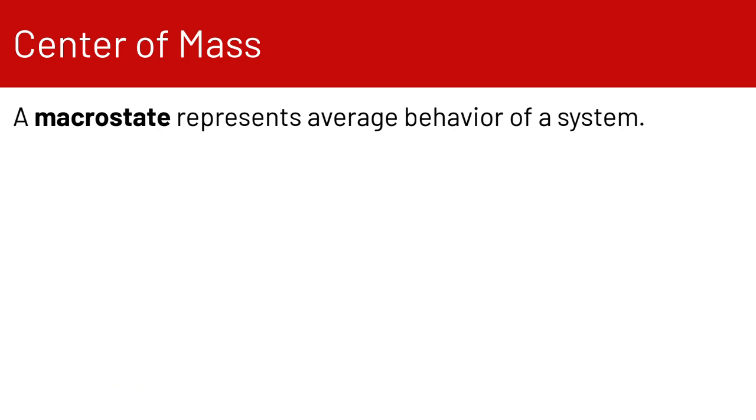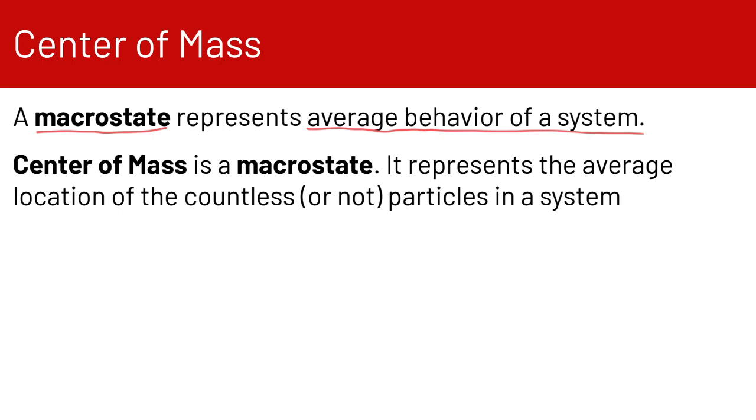All right, so a macrostate represents the average behavior of a system. So we're talking about a whole system here. And the center of mass is a macrostate. So it represents the average location of the countless or not countless particles in a system. So we're talking about all the particles in a system.